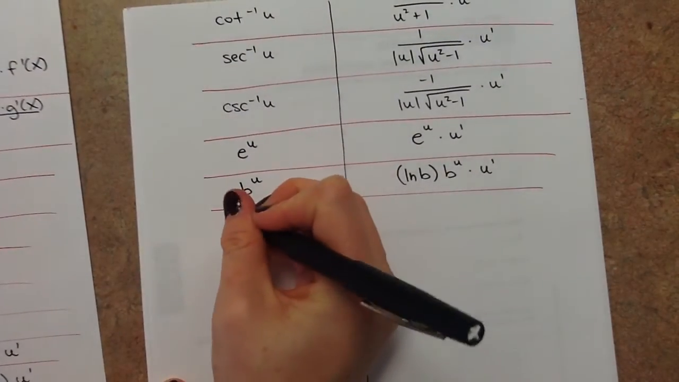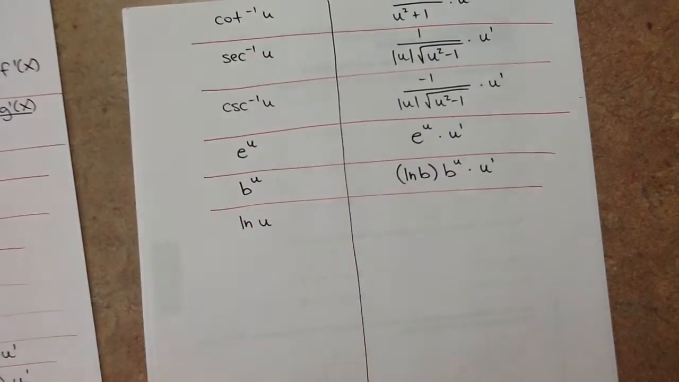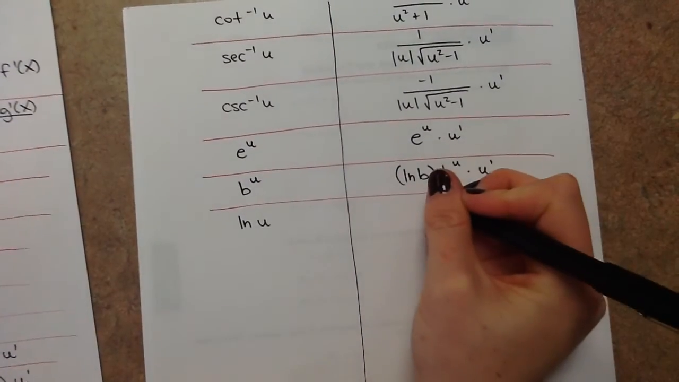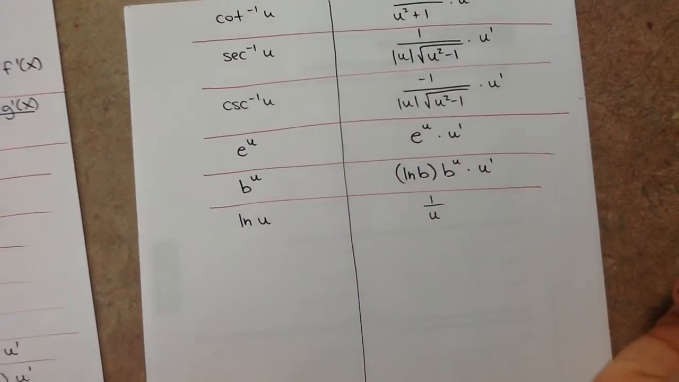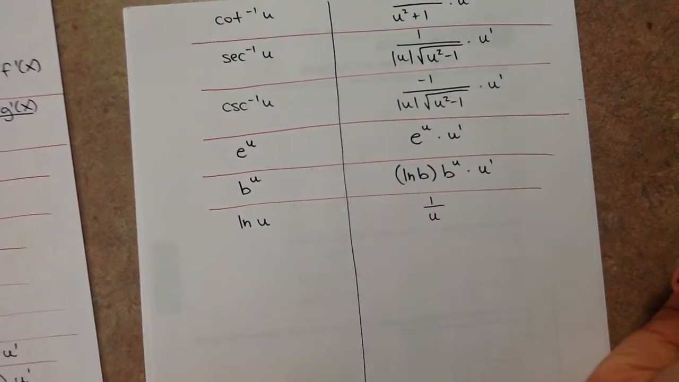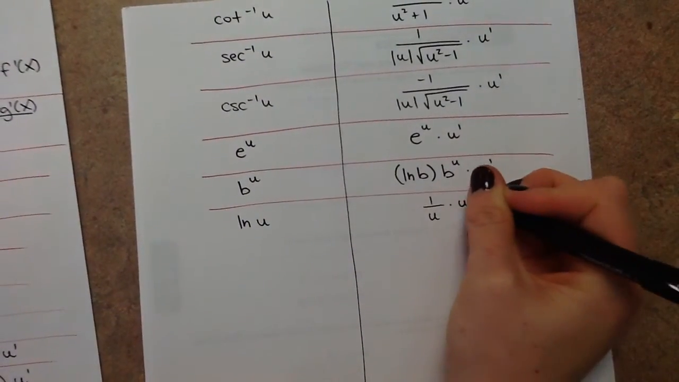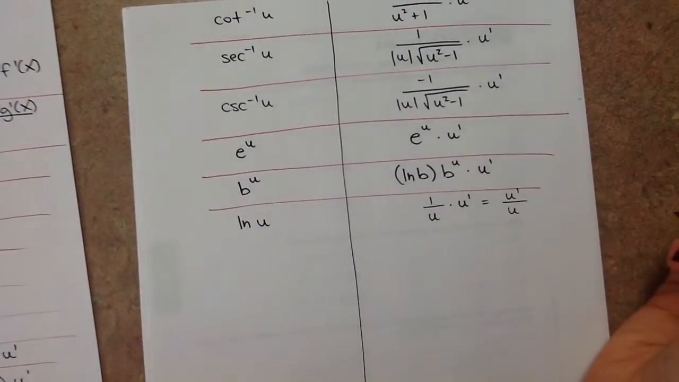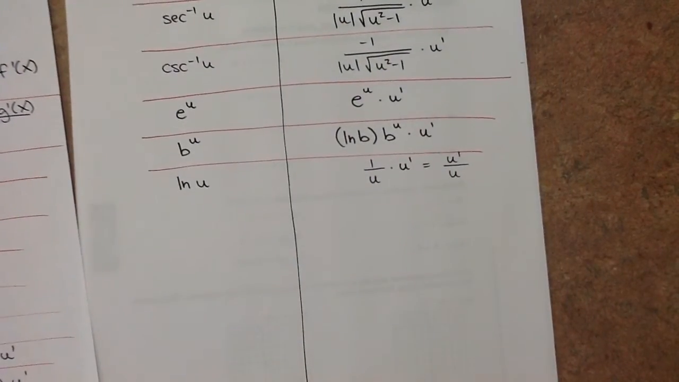Okay, natural log. I'm going to write natural log of u. So what's the derivative of just natural log of x? 1 over x. So the chain rule version, we do 1 over u, put whatever the nested function is in the denominator, and then times u prime. And you might see it listed as u prime over u, which is exactly the same.